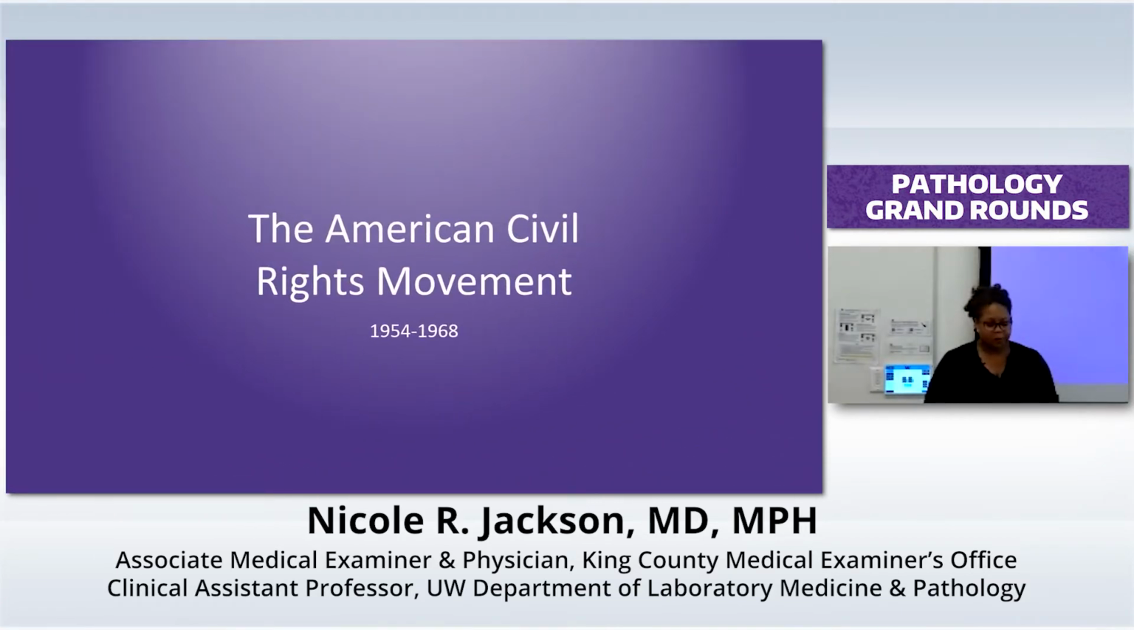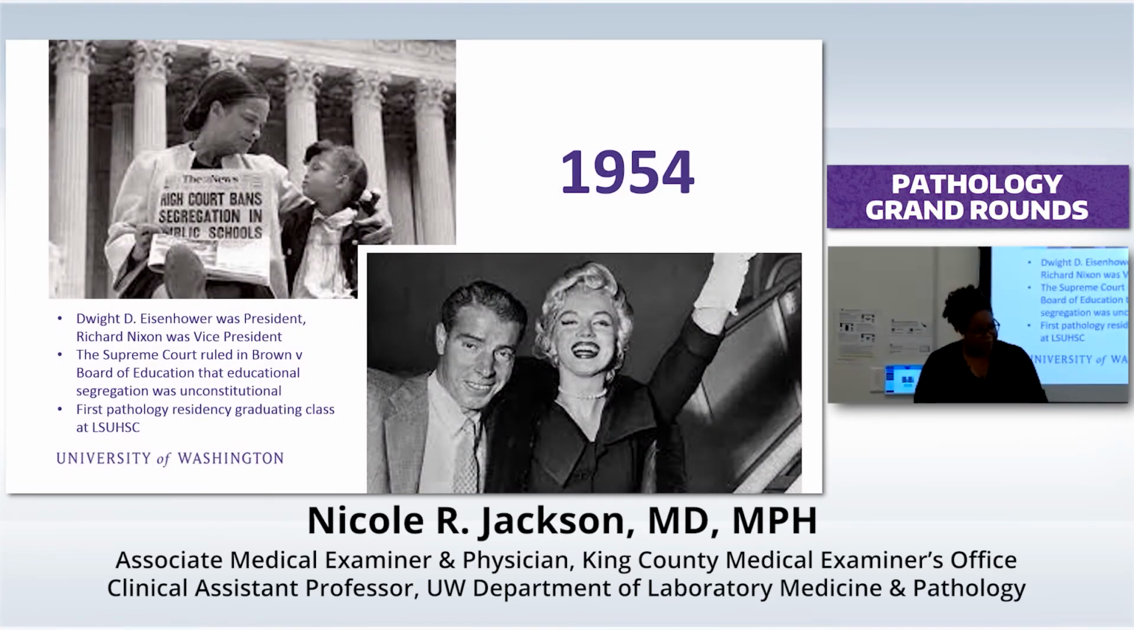Overlapping with the Jim Crow era is the American Civil Rights Movement, which started in 1954 and is estimated to end around 1968. So 1954 is an exciting year in history. We had President Eisenhower, Vice President Nixon, and Brown versus the Board of Education ruled that segregation was unconstitutional. So supposedly our schools should be integrated.